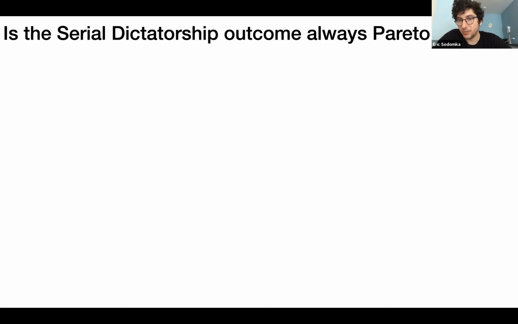Is serial dictatorship always Pareto optimal? Given the time, because I want to make sure that people are able to get started on this little contest that we're having, I'm going to skip over a proof here, but it will be in the slides. But it turns out that the serial dictatorship outcome is always Pareto optimal.